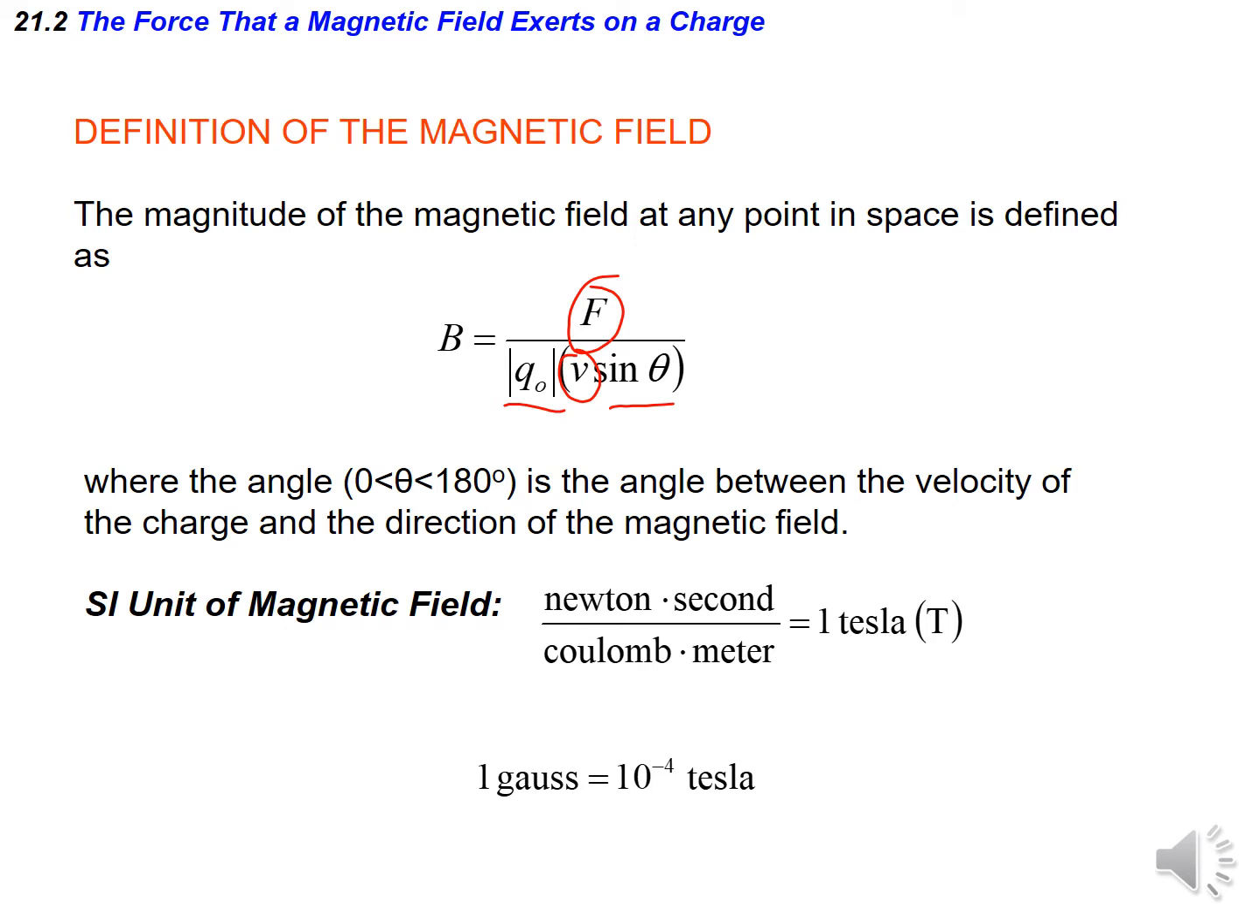In this formula, we can get the unit for magnetic field, which is the Tesla. 1 Gauss is equal to 10 to the negative 4 Tesla. Again, to get the Tesla, that is simply Newton per Coulomb divided by meter per second, multiplied by sine theta. So that's equivalent to Tesla, or simply Newton second divided by Coulomb meter.